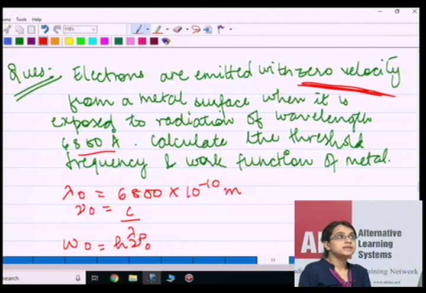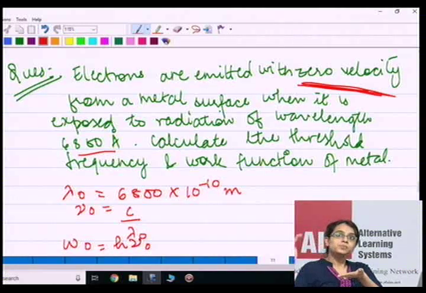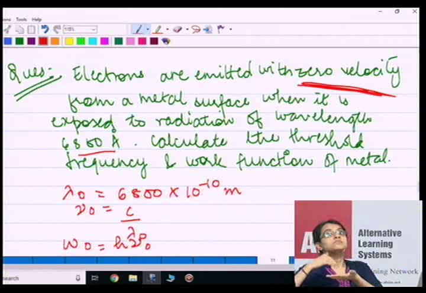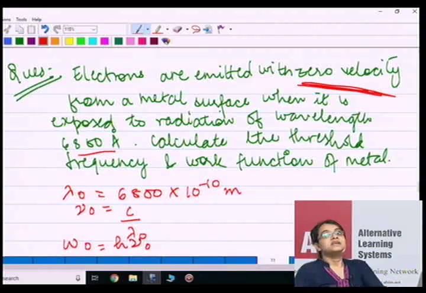Okay, Shillong has a doubt. Explain zero velocity and wavelength. Okay, so basically, the basic process of photoelectric emission, how it takes place is, let's say you have any metal, you put a light of any frequency or wavelength on it. Now, if this frequency is more than the threshold frequency of the metal, the electrons will get emitted out of it. Okay, if it's less, no electron will be emitted out of it.